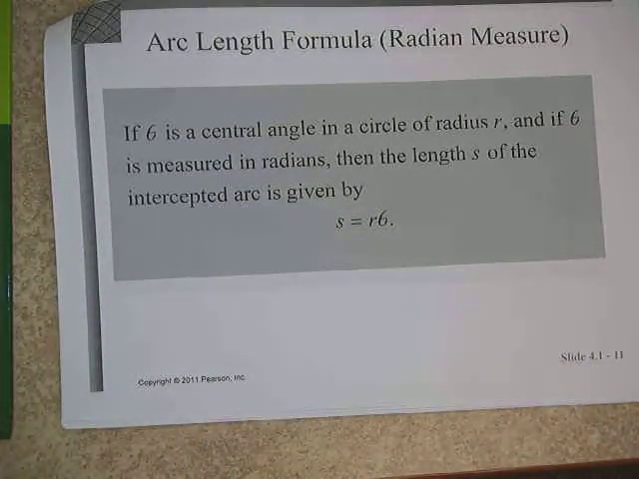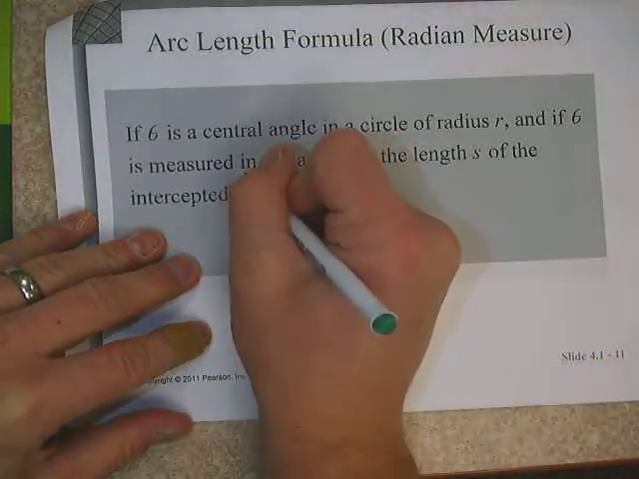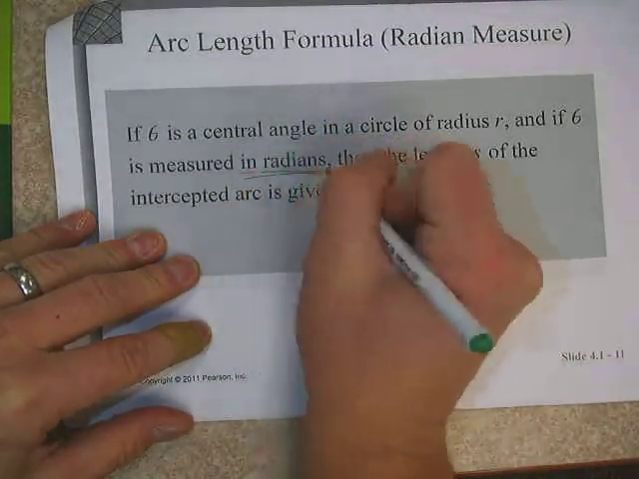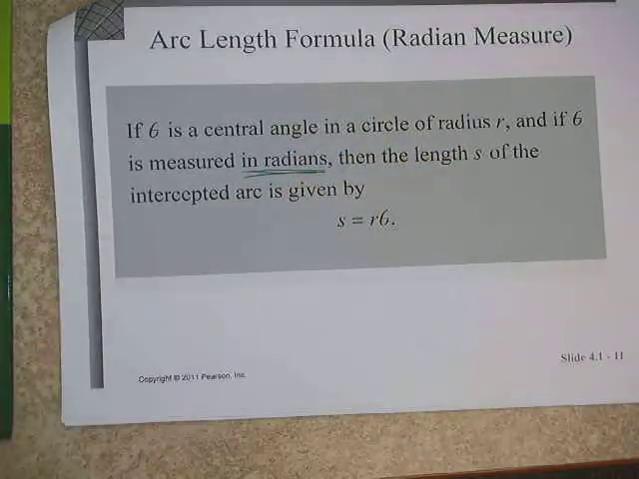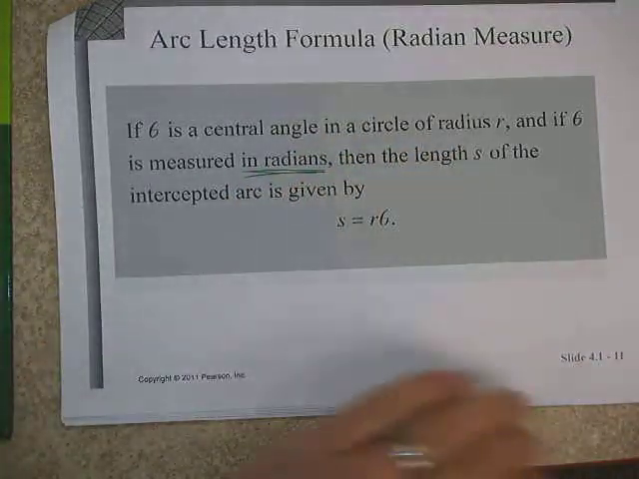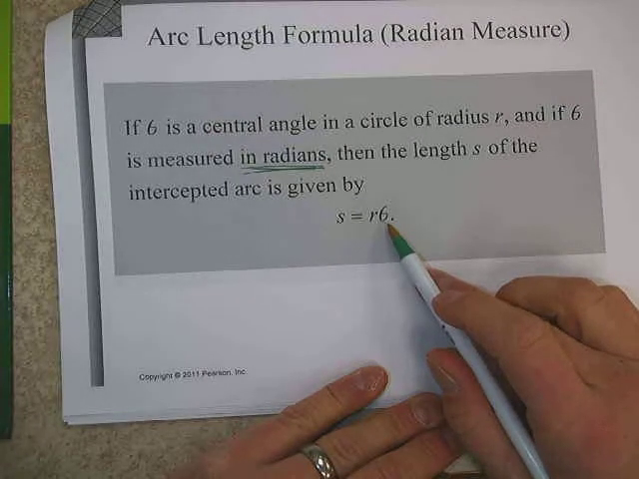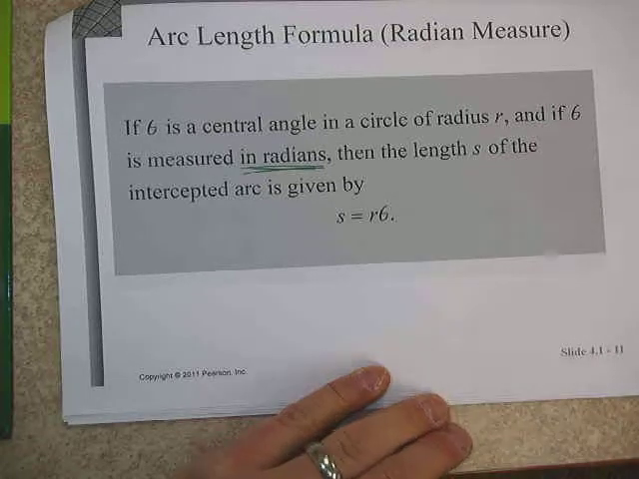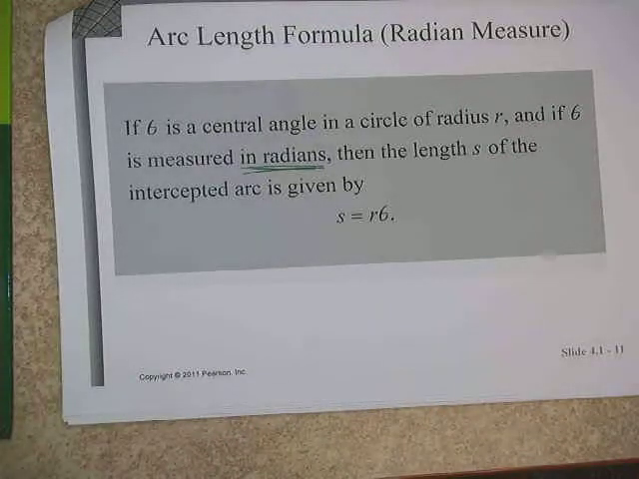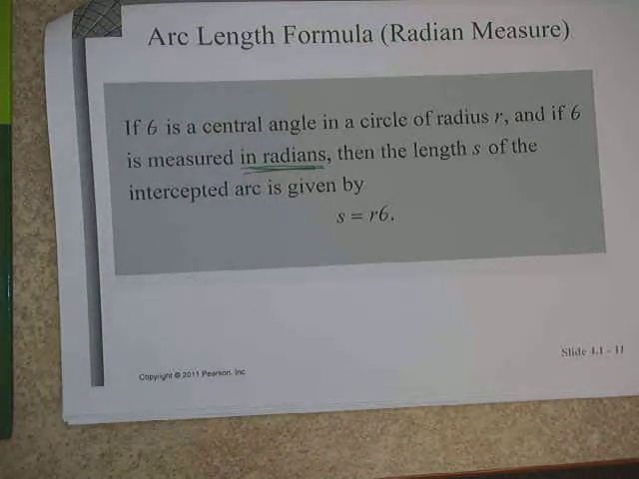So if the angle is a central angle in a circle of radius r, and if theta is measured in radians, then the length of the intercepted arc is s equals r theta. Now here's the key again, I'm going to underline it: it needs to be measured in radians. If you take a radius of 5 and multiply it by 60 degrees and get 300, that's not going to work. It needs to be in radians. If that theta is not measured in radians, then we cannot use this formula.